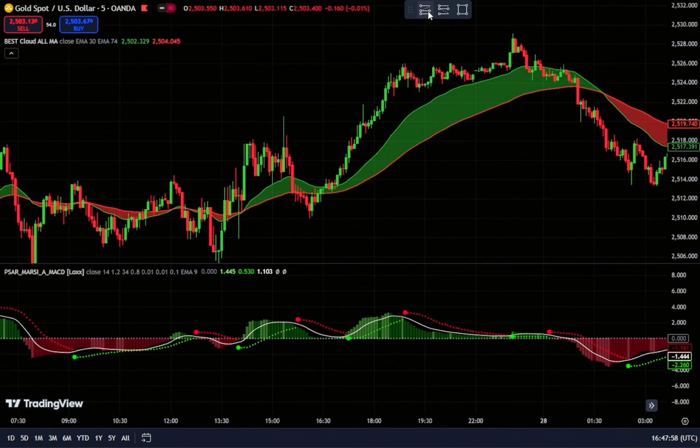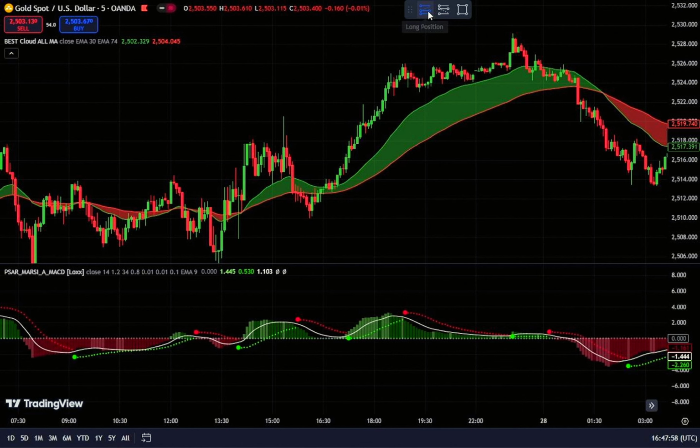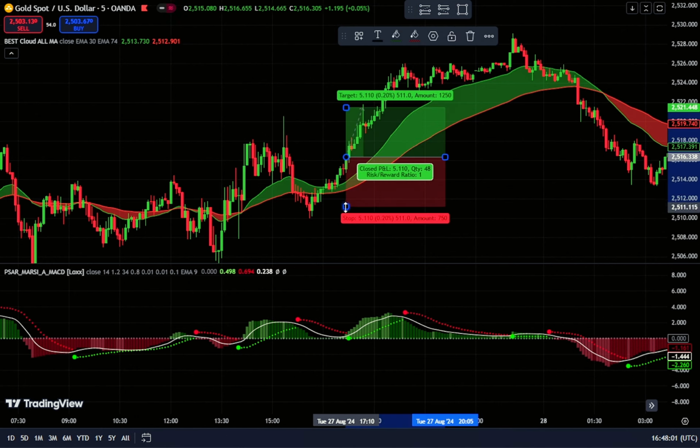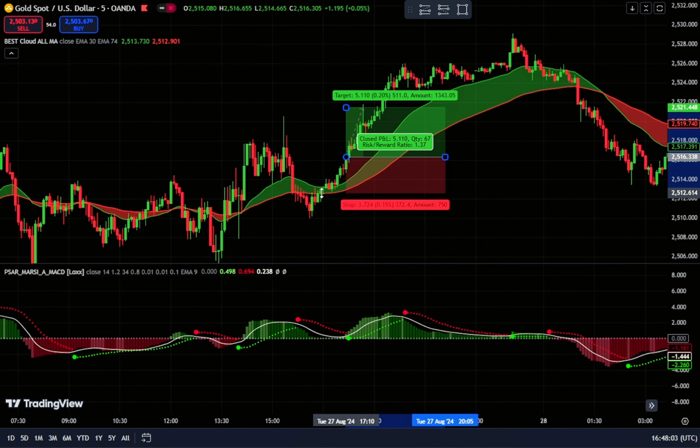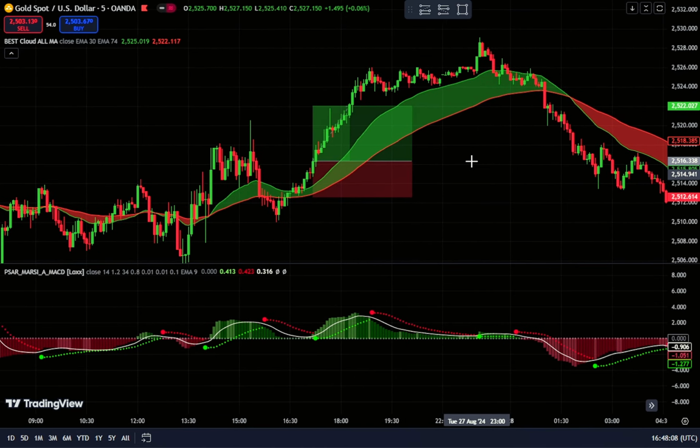To place a buy order, ensure the Best Cloud All MA indicator is green. This confirms a bullish trend. Next, check that the Mari Adaptive MACD histogram bars and dots are green. This is your buy signal. For confirmation, make sure the candlestick is bullish. If all conditions are met, place your buy order after the bullish candlestick closes. Place your stop loss at the last swing low and target a risk-reward ratio of 1 to 1.5 for your take profit.